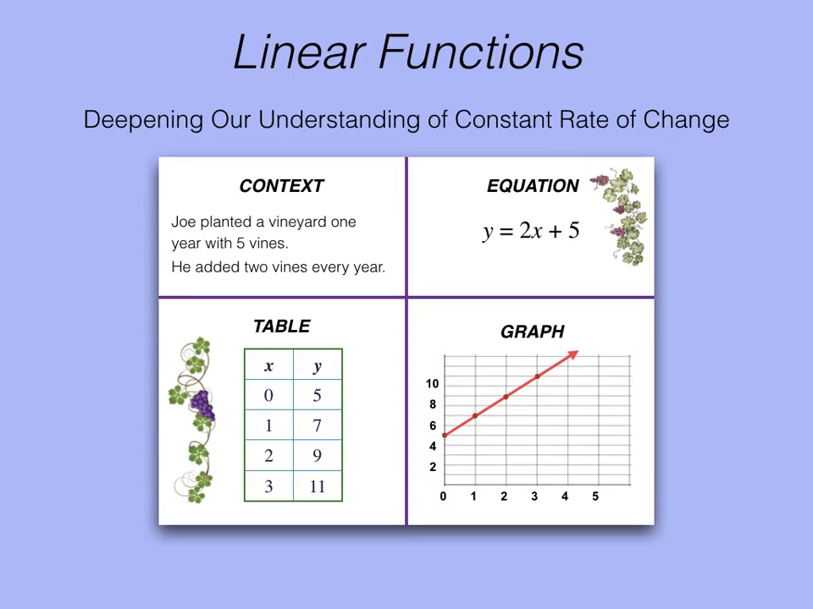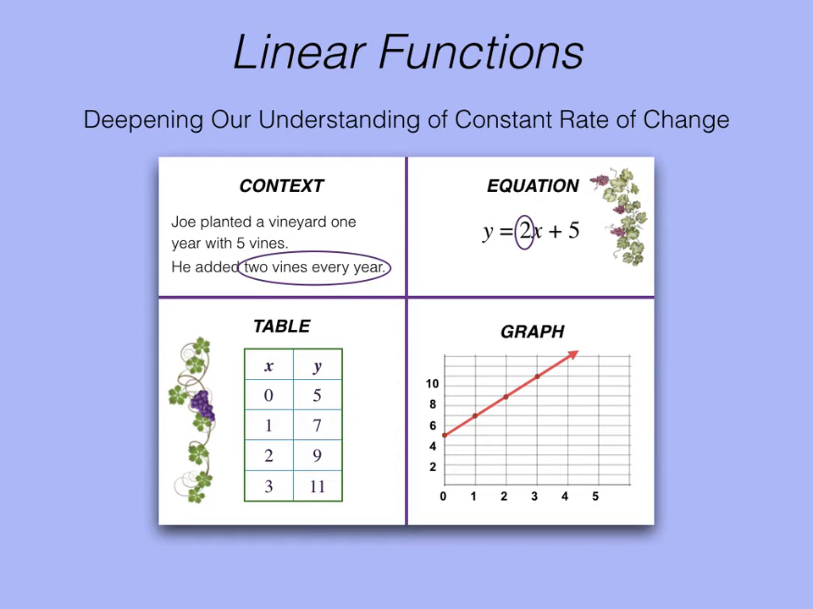Joe planted a vineyard one year with 5 vines. He added 2 vines every year. So with a linear function, there will be an initial value and a constant rate of change. The initial value is 5 vines. The constant rate of change is 2 vines every year. In the equation form, y equals 2x plus 5. 5 is our initial value. 2 is our constant rate of change.